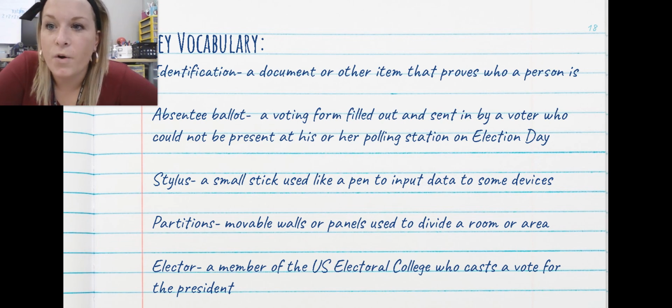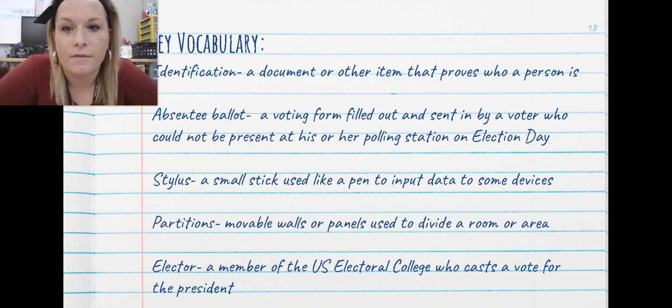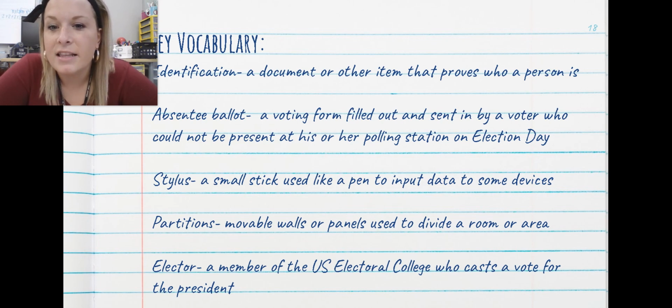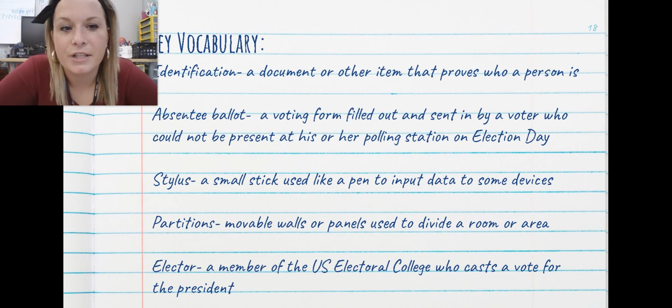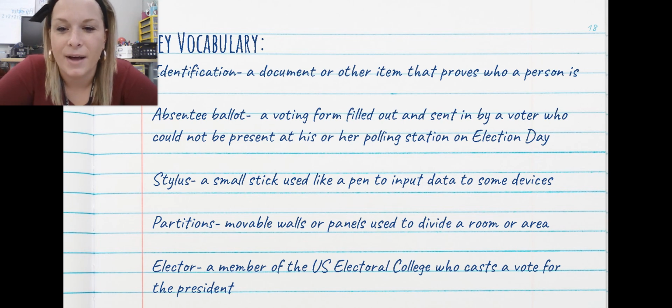The next vocab word is absentee ballot. This is a voting form filled out and sent in by a voter who could not be present at his or her polling station on election day. Your next word is stylus. This is a small stick used like a pen to input data to some devices. I'm sure lots of you have used a stylus before, maybe on iPads or other electronics that you have.